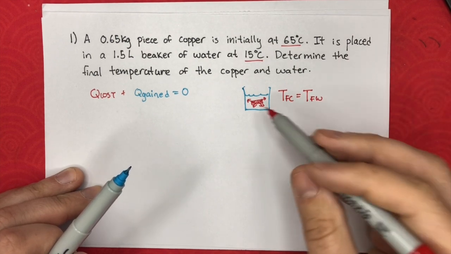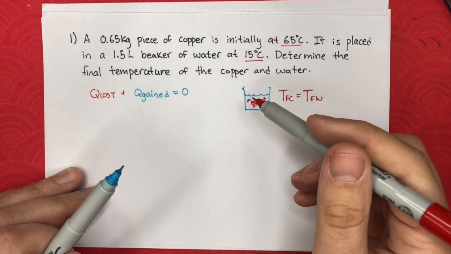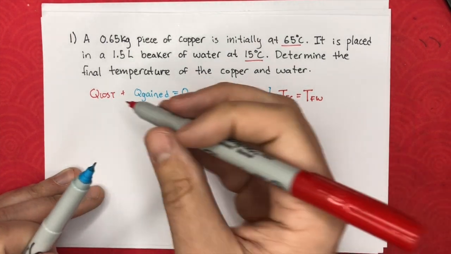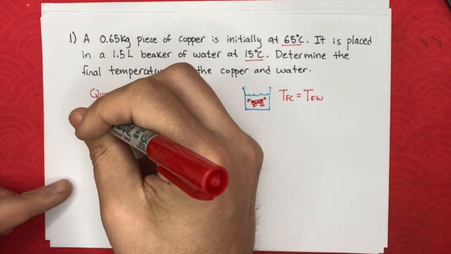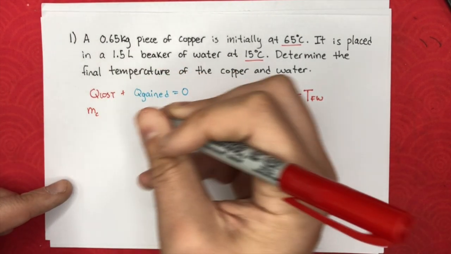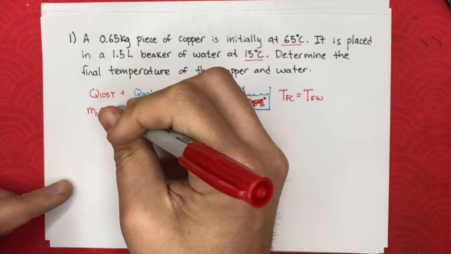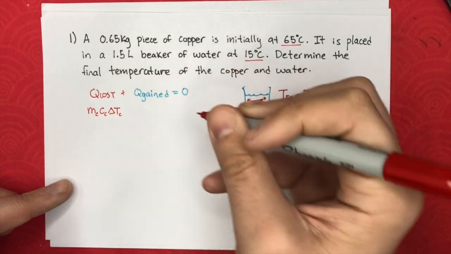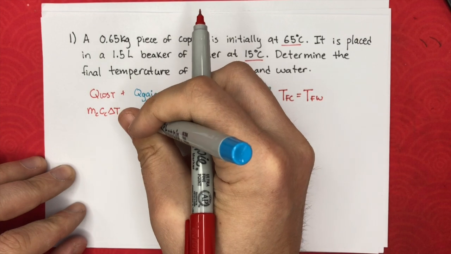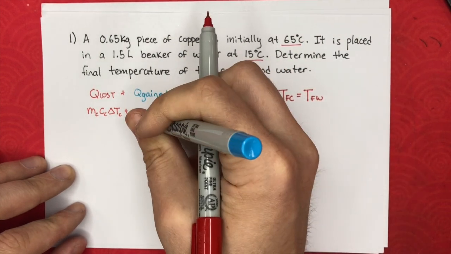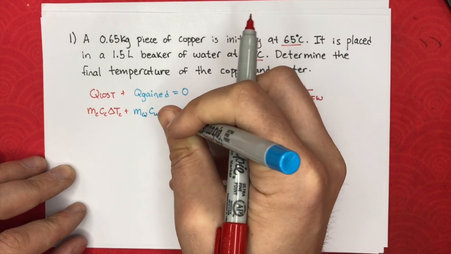Okay, so let's take a look at how much energy is lost and how much energy is gained using our equations of heat exchange. The Q lost by the copper is going to be given by the equation mass of the copper, times specific heat capacity of the copper, multiplied by the change in temperature of the copper. And the energy gained by the water is going to be equal to the mass of the water times the specific heat capacity of the water times the change in temperature of the water.